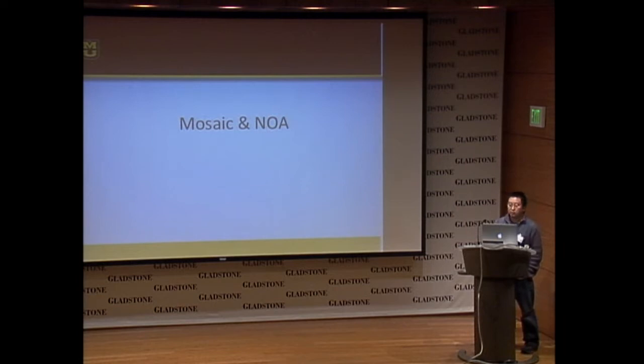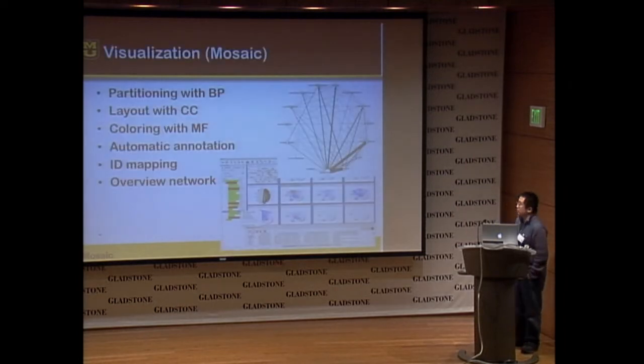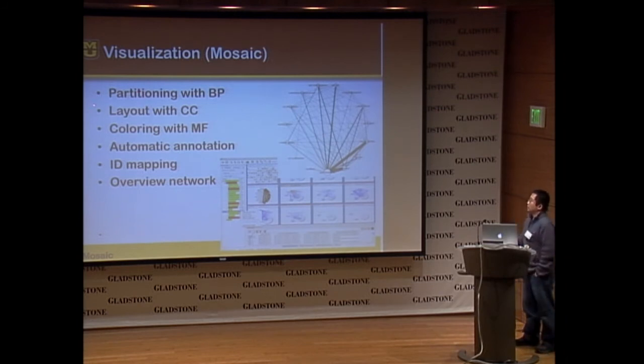One is called Mosaic, and it's addressing the visualization part. The major function is partitioning the huge ontology-based network into smaller ones. We know the gene ontology has 3 branches: biological process, cellular component, and molecular function. And we will use different strategies to display the different attributes, or different branches, of the gene ontology.